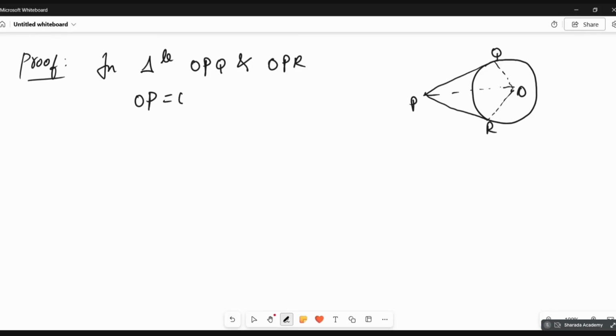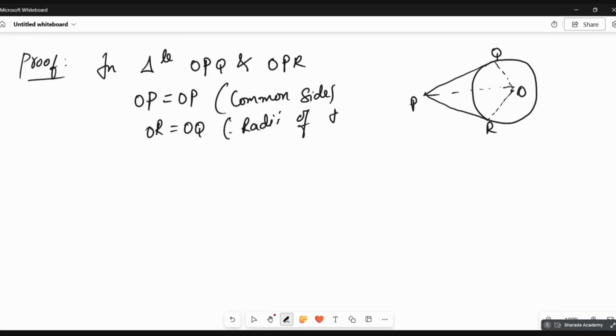OP is equal to OP, common side. OR is equal to OQ, radii of the same circle. So they are the radius of the same circle. They should be equal. OQ is equal to OR. OP is equal to OP, common side. Then angle PQO is equal to angle PRO, that is equal to 90 degrees.